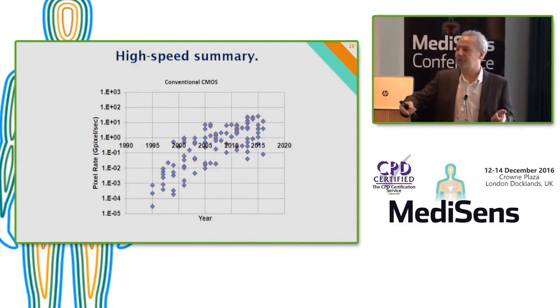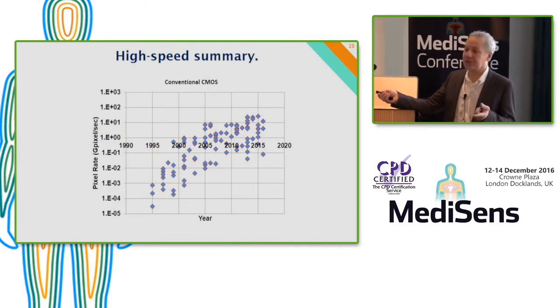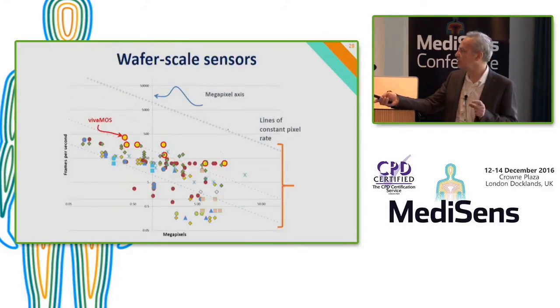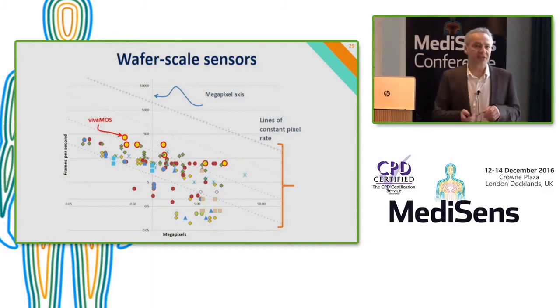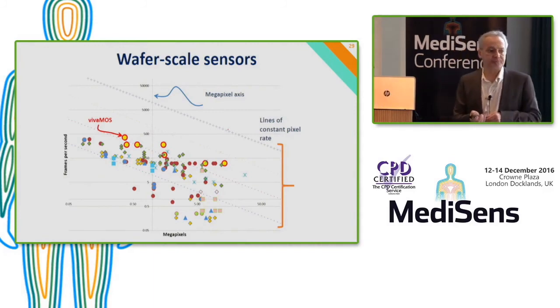So that's high speed. And nowadays, the fastest sensors, which are, by the way, megapixel sensors, go at about 20,000 frames per second. But they are smaller sensors than wafer-scale. They're relatively large, but not wafer-scale or not stitched at all. So if we go to wafer-scale, the frame rate becomes a bit smaller.